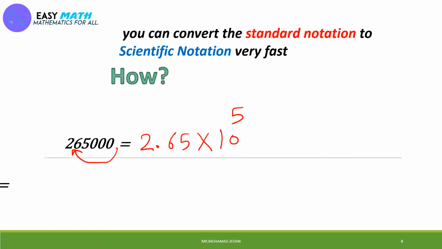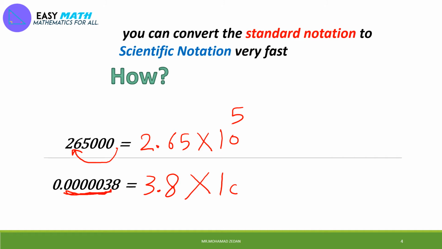Another number like this, 0.0000038. How many zeros now? Count with me. 1, 2, 3, 4, 5, 6. Until 3 you have 6 digits. So just write 3.8. Move the decimal point to the location you want to write it. Okay? And how many digits did you move now? 1, 2, 3, 4, 5, 6. Just write it as 10 to the negative 6. For large numbers, the power is positive, and for small numbers, the decimal numbers, the power is always negative.